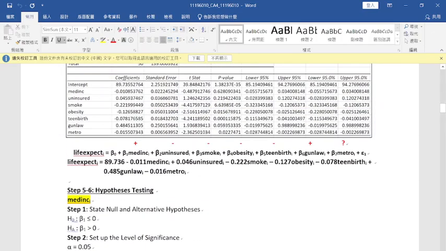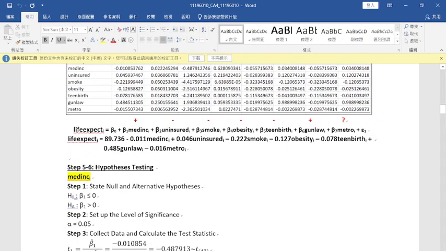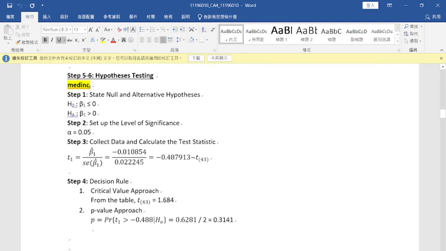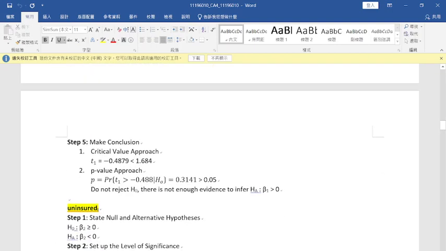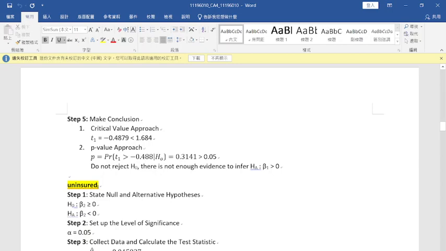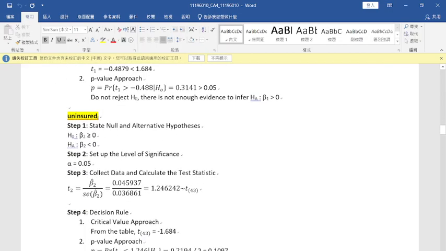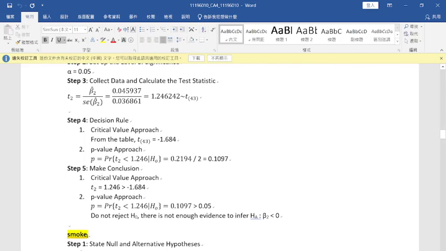For steps 5 and 6, we combine them for the hypothesis testing. For the median income, we have the conclusion that we do not reject the null hypothesis. There is not enough evidence to infer the alternative hypothesis. For the uninsured, the conclusion is the same as for median income, so do not reject the null hypothesis.